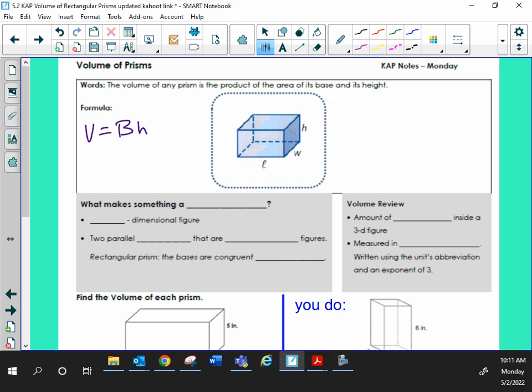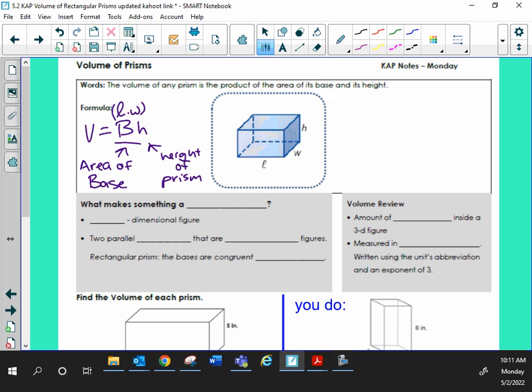What's different about this was the capital letter. This capital B actually means the area of the base. We calculate the area of the base first, and then we multiply it by the height. So if you think about it, again, relating to the length times width times height, to find the area of the base, you would do length times width, and then you're still going to multiply it by height. So you'll see how it's basically the same thing.